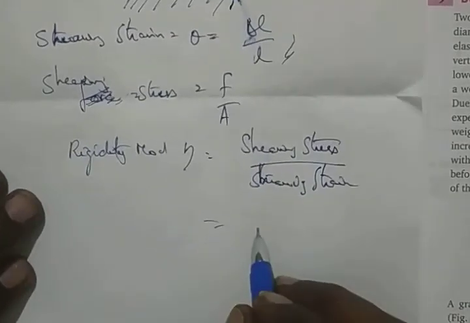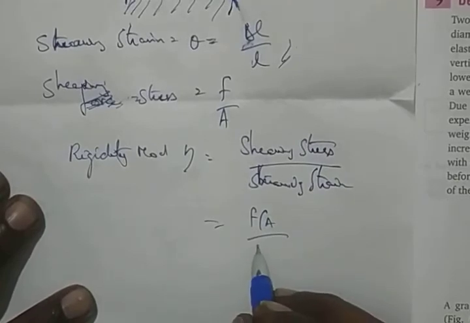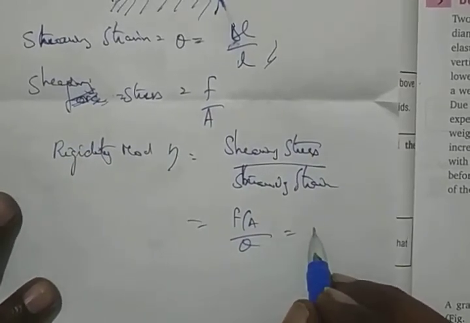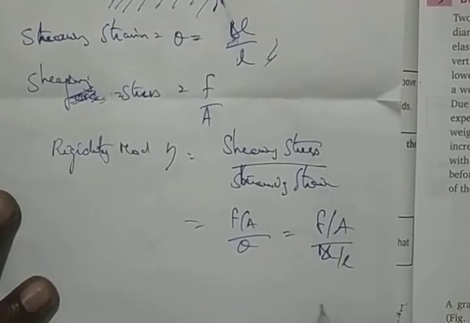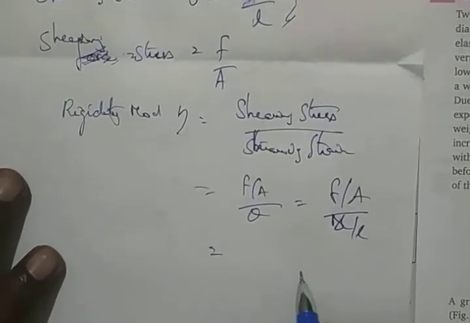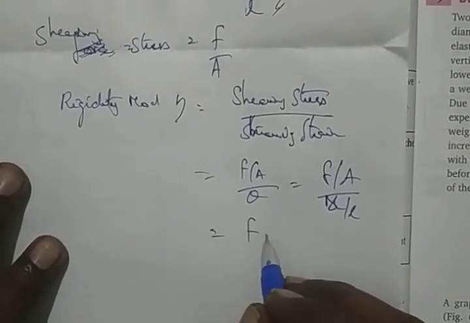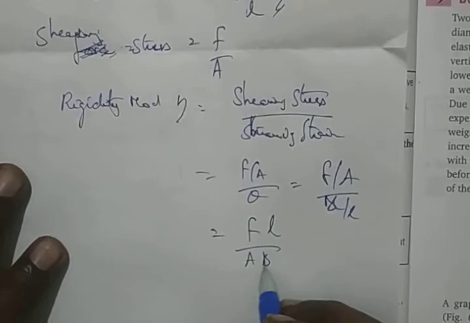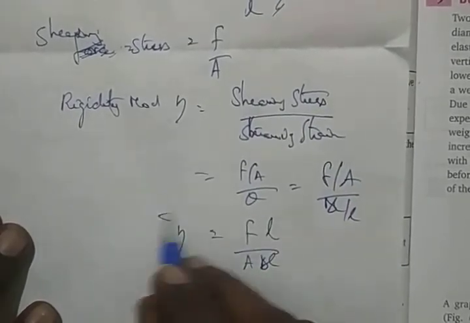What is shearing stress upon shearing strain? It is going to be equal to F upon A upon theta. So it's going to be equal to F upon A upon delta L by L. So again, in the same way, it is going to be equal to F L upon A delta L. That is eta. Alright, so this is the way in which you will get it.